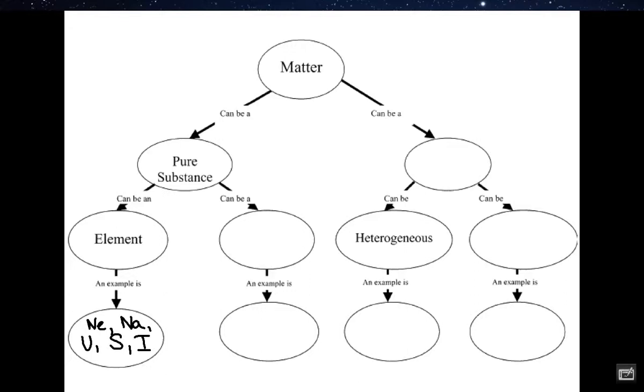The other possibility for a pure substance is for it to be a compound. And a compound could be something like carbon dioxide, it could be water, it could be salt. The other possibility for matter is for it to be a mixture.